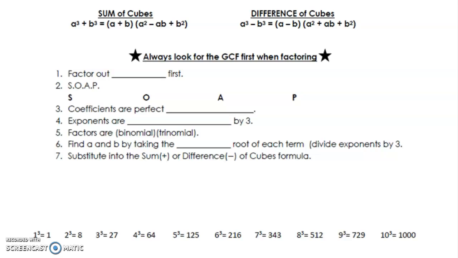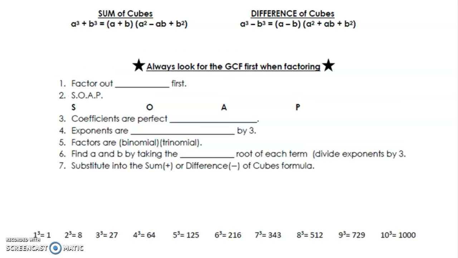So the steps for factoring with the sum of cubes or the difference of cubes start how all of the other factoring processes start, which is factoring out the GCF. I'm going to skip step 2 and come back to it. The way that the sum of cubes or difference of cubes works is that the coefficients, the numbers, and the exponents need to be divisible by 3.